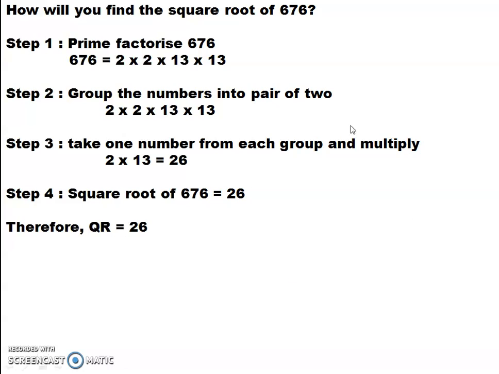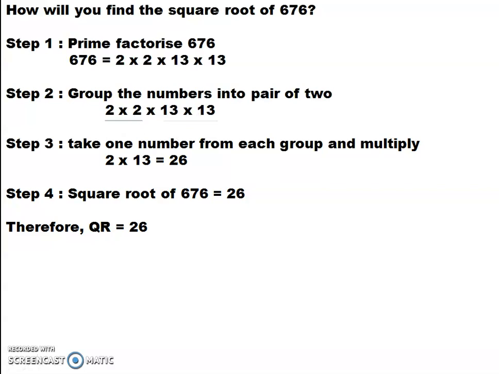What is prime factorization, children? It is like this. What you do, isn't it? So you will get 2 into 2 into 13 into 13. Now group the numbers into pairs of 2. How will you do?